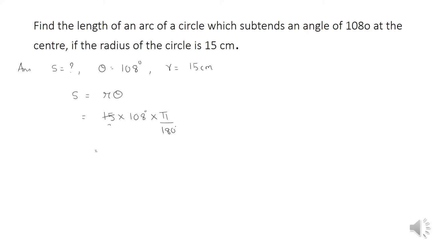5 3s are 15, 5 3s are 15, 36, then 36 3s are 108, 3 3 cut. So length of arc is pi centimeter. Just check the calculation once. 36 3s are 108, yes. So answer is pi centimeter. You can keep the answer in pi also.